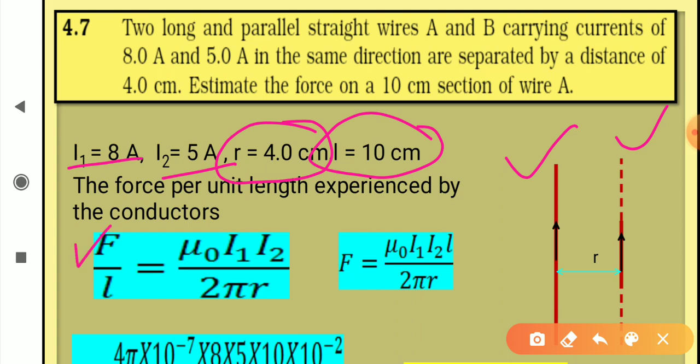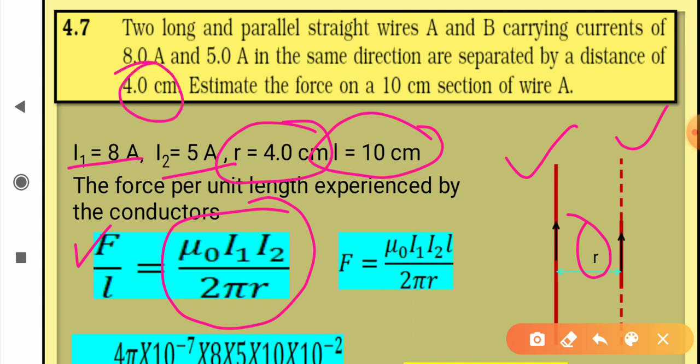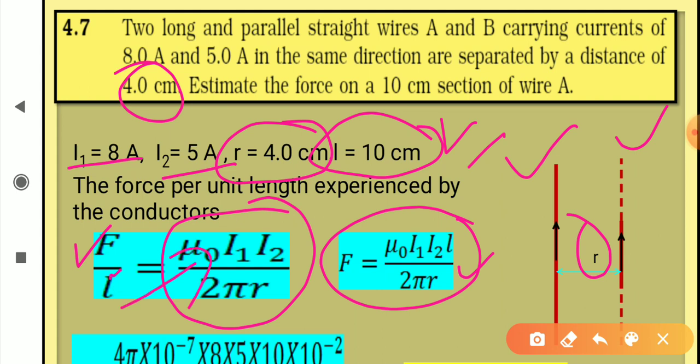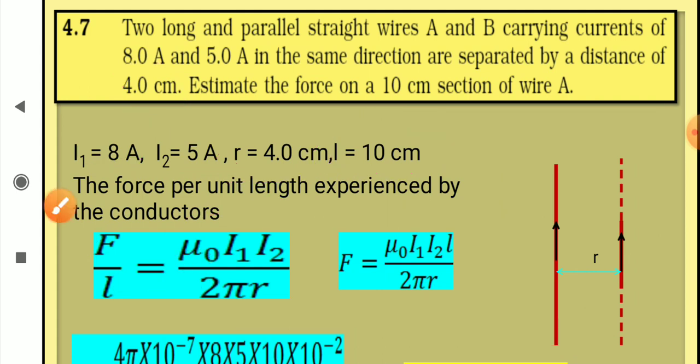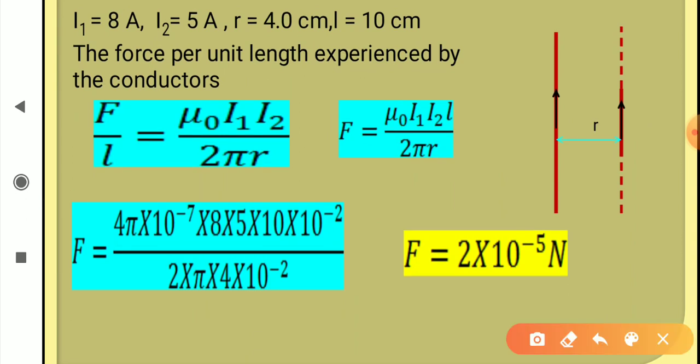We know this relation, F upon L is equal to mu naught I1 I2 upon 2 pi R. This R is given to be 4 centimeter. So putting all the values here, we can find out the force. We want to find out force on 10 centimeter, so take this L to the right hand side. You get this relation and put all the values here.